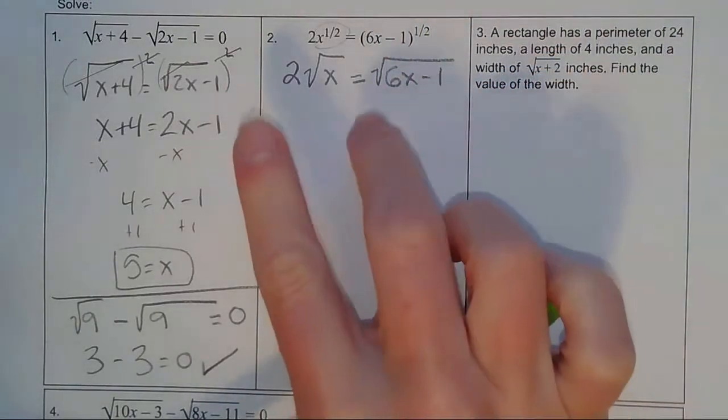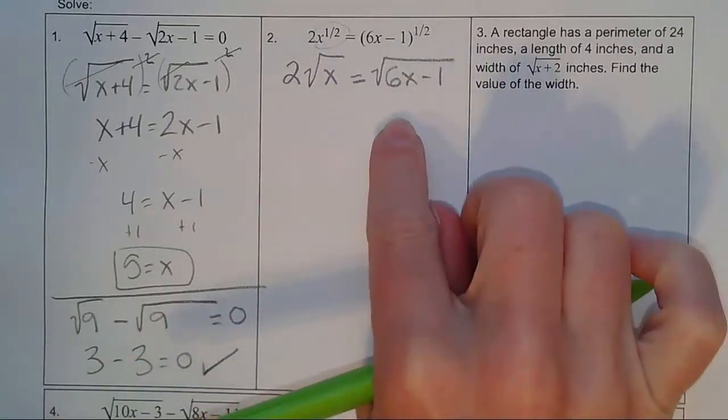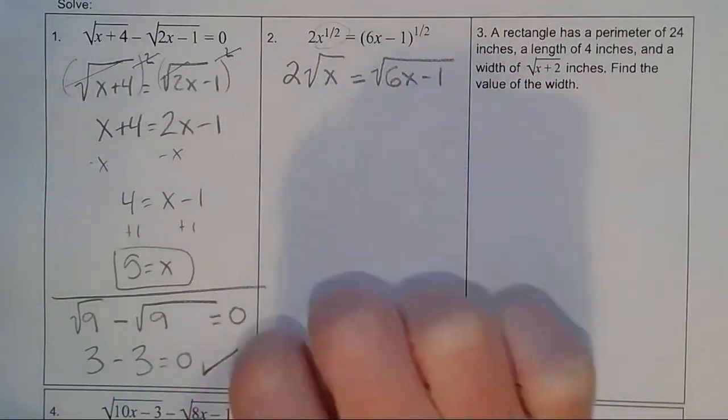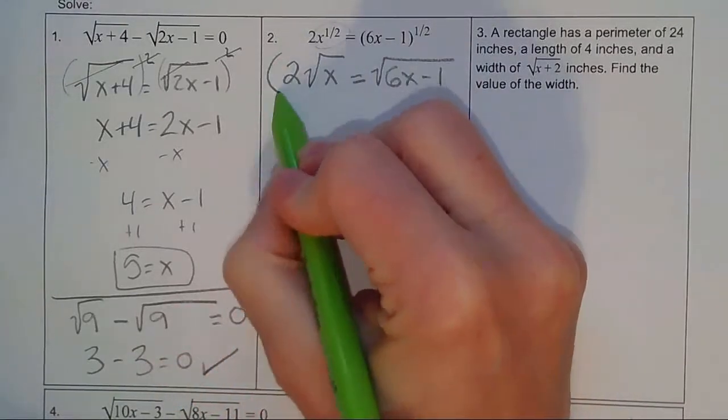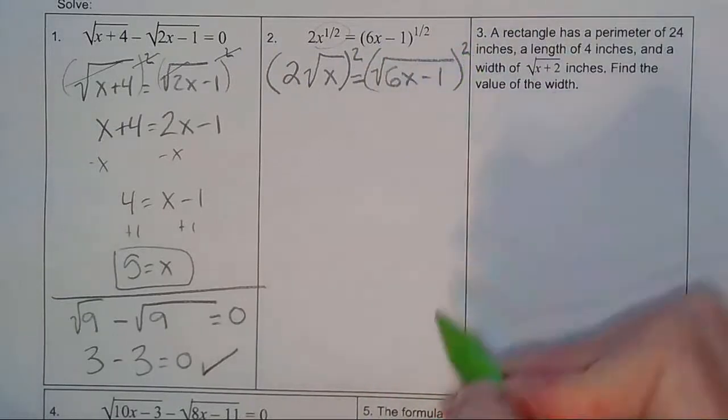All right, you've already isolated these guys. There's no way to get rid of that 2, and I definitely wouldn't divide by 2, so just leave him alone. But when you square, make sure you square that entire side. I'm going to square that entire side, and I'm going to square that entire side.